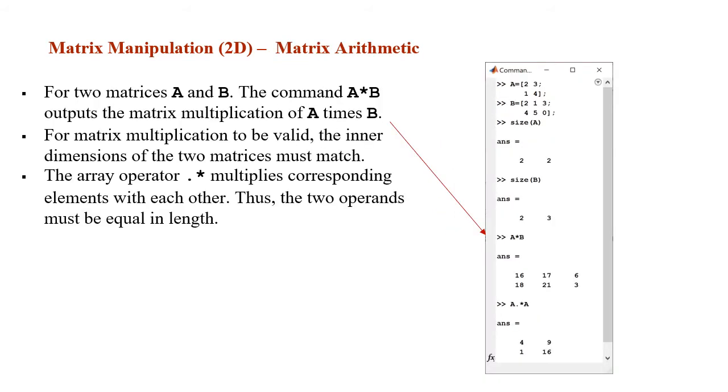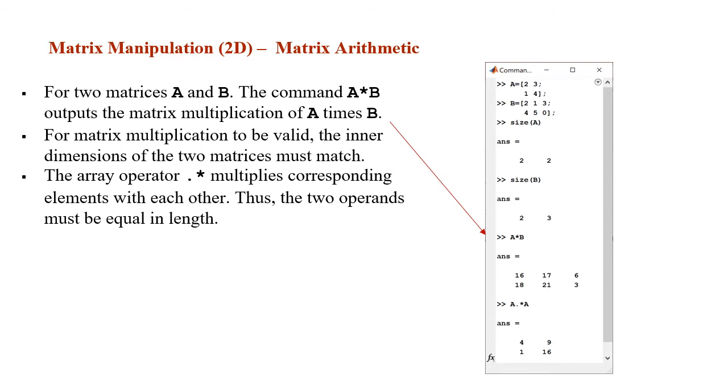Now we're going to study matrix arithmetic in MATLAB. Since MATLAB stands for Matrix Lab, it makes sense that the multiplication operator, if used between 2 matrix variables, will output the result of multiplying these 2 matrices. For example, A times B, or A asterisk B, will output the matrix multiplication of A times B.